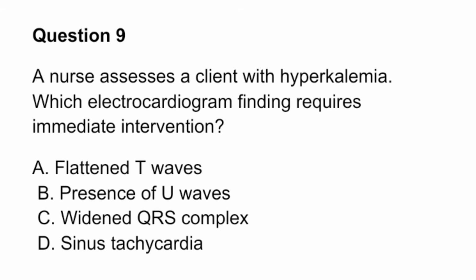Question 9. A nurse assesses a client with hyperkalemia. Which electrocardiogram finding requires immediate intervention? A. Flattened T waves. B. Presence of U waves. C. Widened QRS complex. D. Sinus tachycardia.